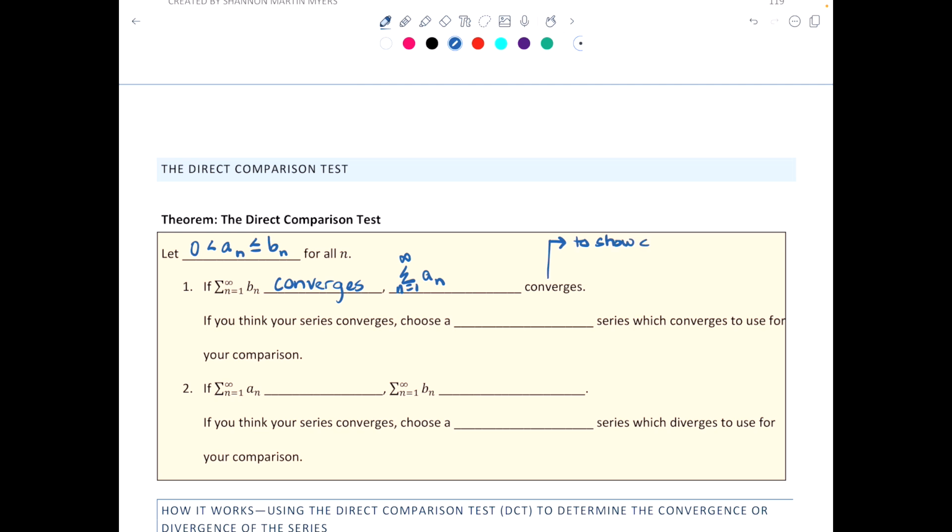to show convergence, the idea is you pick a larger series, a series with larger terms, all right. So a sub n is the given series, and b sub n is the comparison series. So the idea is, if the larger series converges, then the comparison series kind of sandwiches in and converges as well. If you think your series converges, choose a larger series, which converges to use for your comparison.